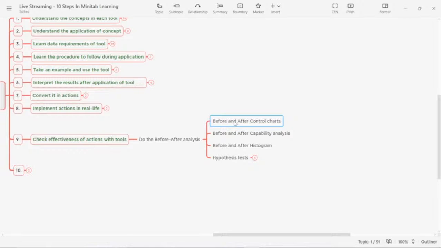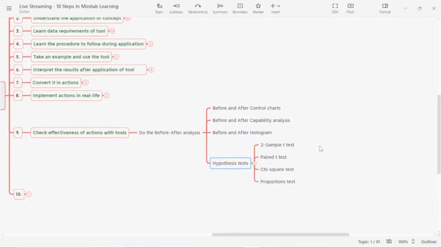If I use the P chart before, we can also use the P chart after. If I use the histogram before, we can use the histogram after, right? So we can also use the before and after capability analysis, whether there is any improvement in the capability of that particular product, service, or part. Before and after histogram is also another method that we can use for visual interpretation or visual verification or validation. And we can also use the multiple hypothesis tests.